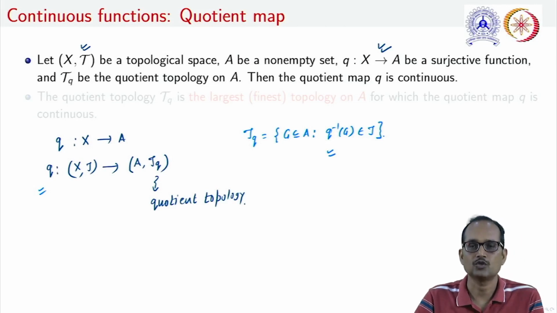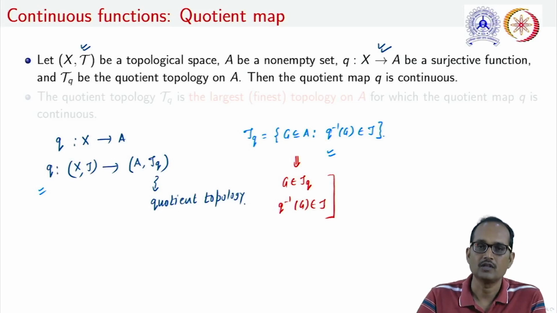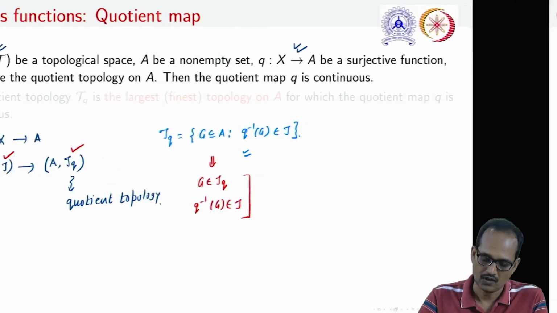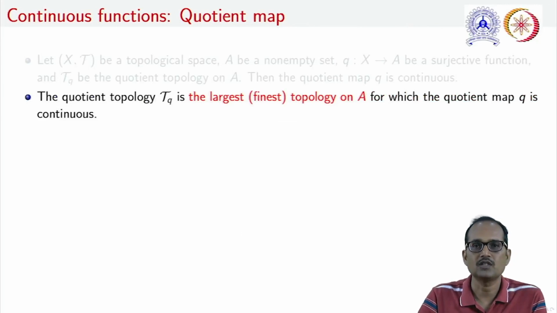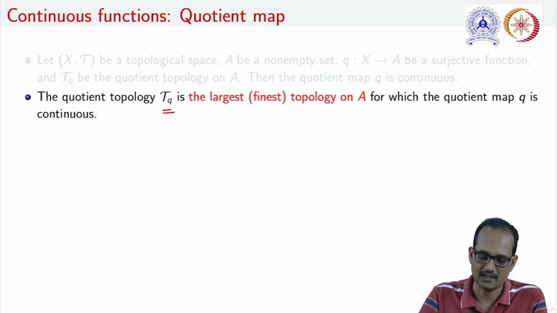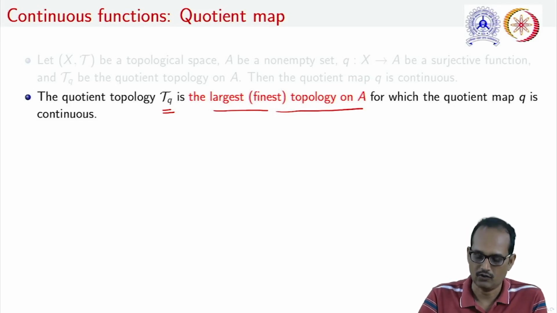Now if we want to justify that this map is a continuous map, actually it is trivial from the definition of quotient topology itself, because if we take any G belongs to tau Q, it means that q inverse G belongs to tau. That is, the inverse image of a tau Q open set is a tau open set. Therefore, this map is a continuous map. Also, if we want to see the nature of this quotient topology in terms of its size, then actually this is the largest or finest topology on A for which the quotient map q is continuous.